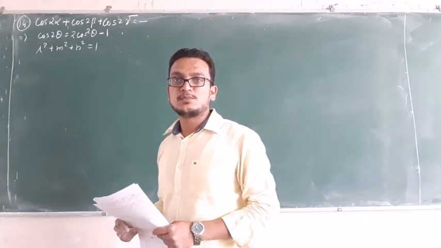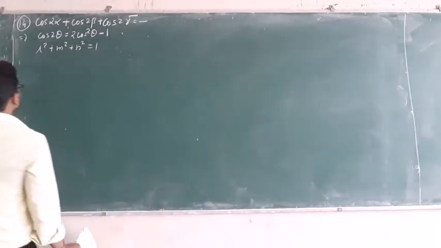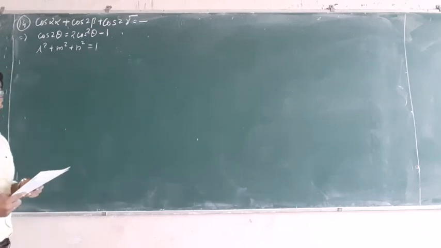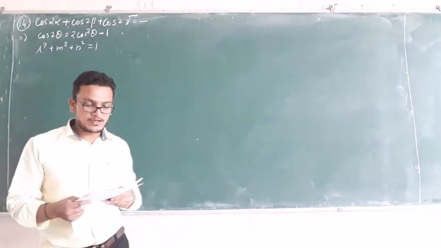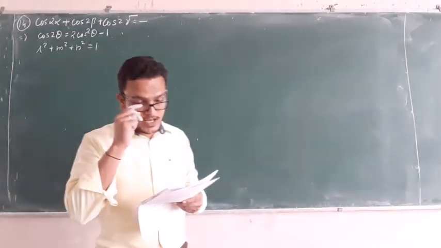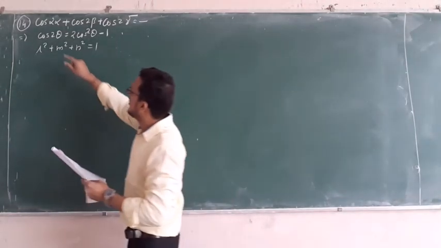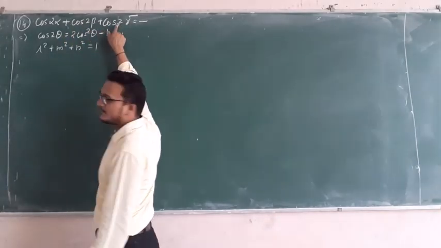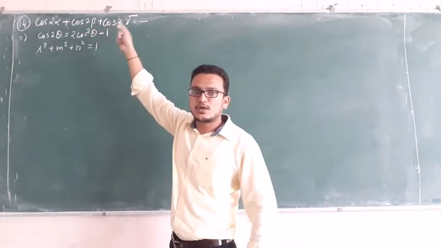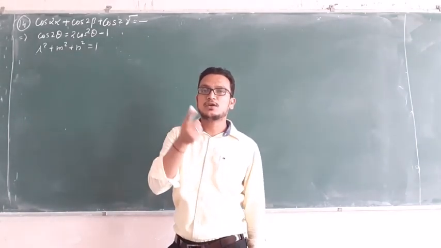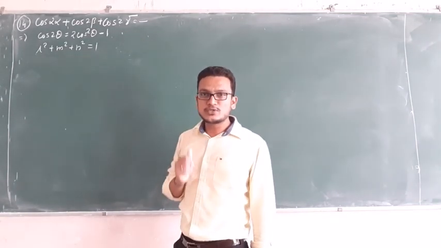Yes, next question number 14. What question number 14 is, as I have written here: if cos alpha, cos beta and cos gamma are the direction cosines of the vector A, then what is the value of cos 2 alpha plus cos 2 beta plus cos 2 gamma? We have to find out the value of cos 2 alpha, cos 2 beta, cos 2 gamma, and they have said cos alpha, cos beta, cos gamma are the direction cosines.